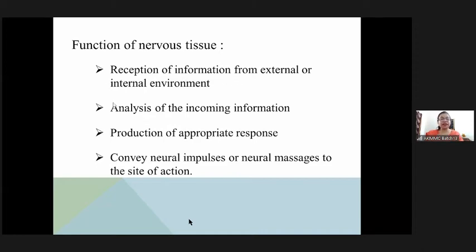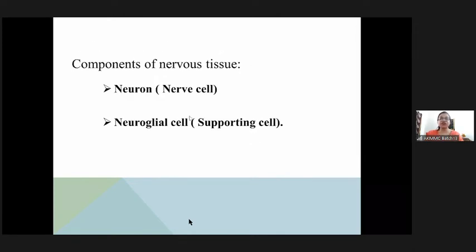Then analysis of that incoming information in the central nervous system. Then production of appropriate response in the central nervous system. After that, convey the neural impulse or neural message to the site of action. ওটা কোথায়? To the periphery. These all are functions of nervous tissue. Now, what are components of nervous tissue?